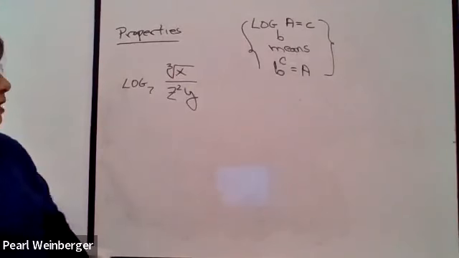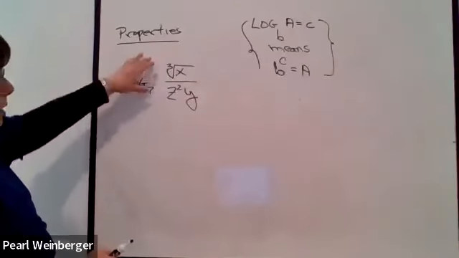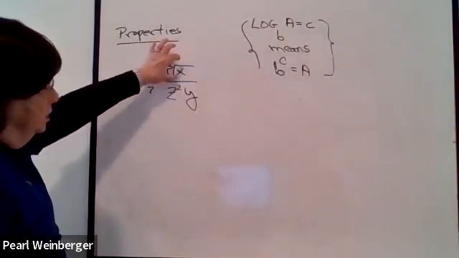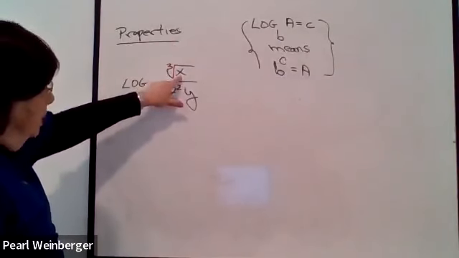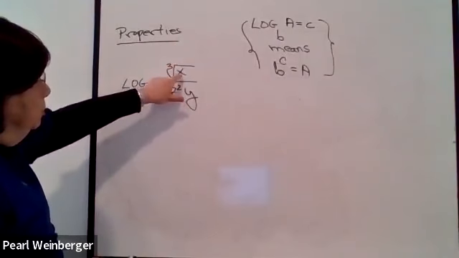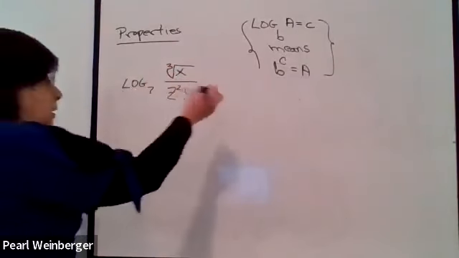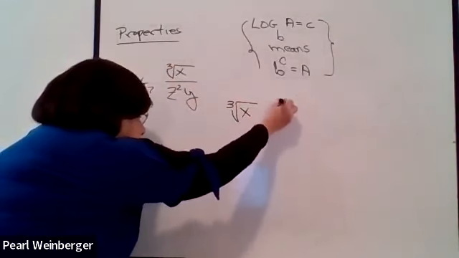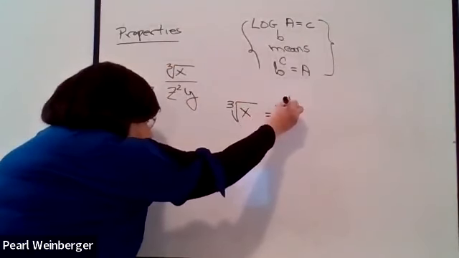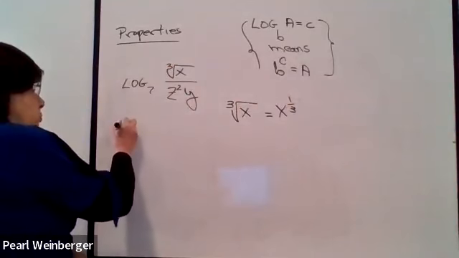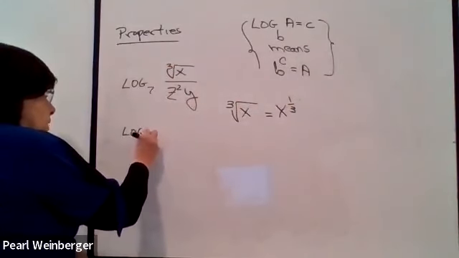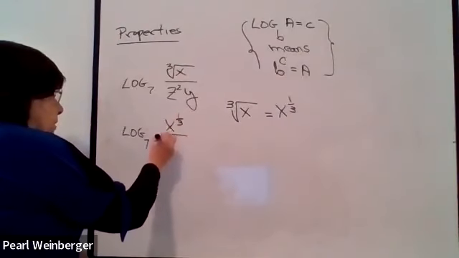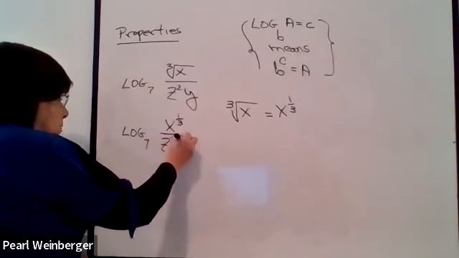Okay, let's work on this together. Again, whenever I see log and I see a radical, I want to change that radical from radical form to an exponent. And I know that the cube root of x is the same as x to the 1/3. So this really means do the log base 7 of x to the 1/3 divided by z squared times y.